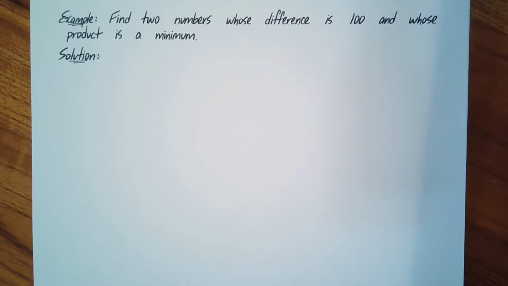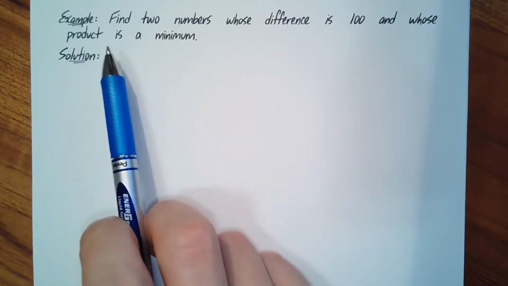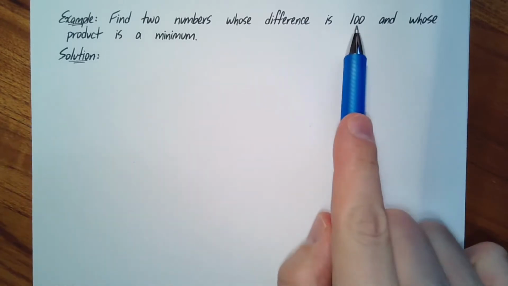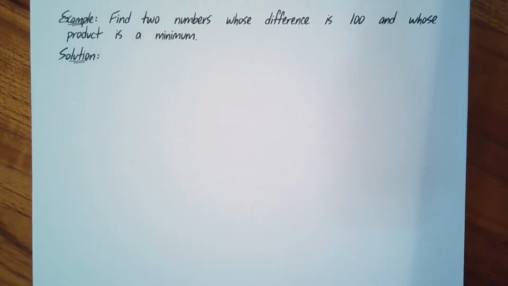Okay, so I'll assume that you've taken the time to do that now, and now we're going to work through it together. So what we're asked to do is find two real numbers whose difference is 100. So if you subtract the smaller one from the larger one, you get 100, really, what that means. And then whose product is a minimum. So that's what we're looking for.